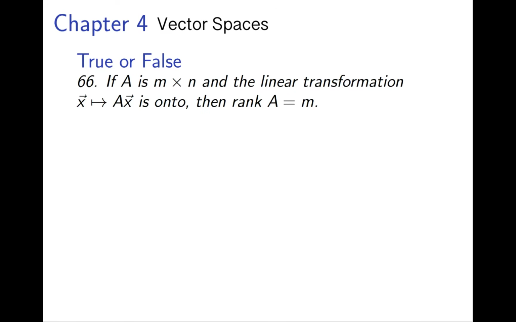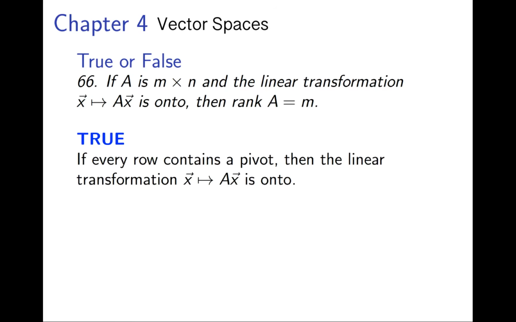Number 66. If A is an m by n matrix and the linear transformation that sends x to Ax is onto, then the rank of A is equal to m. That's true, because the map that sends x to Ax being onto tells us that every row contains a pivot. And the number of pivots tells us the rank of the matrix. So if all m rows have a pivot, the rank of our matrix is m.